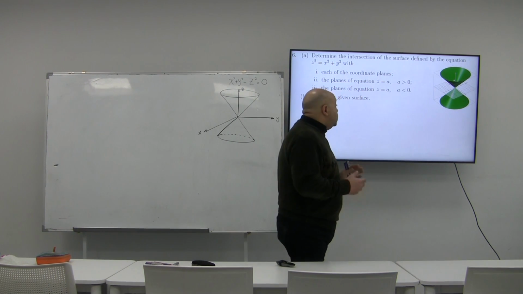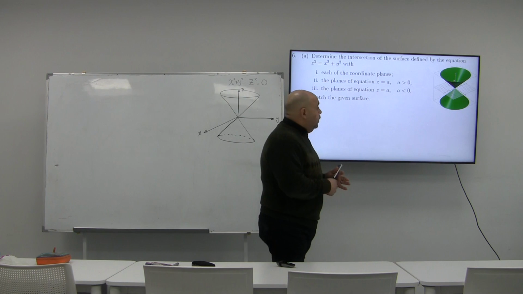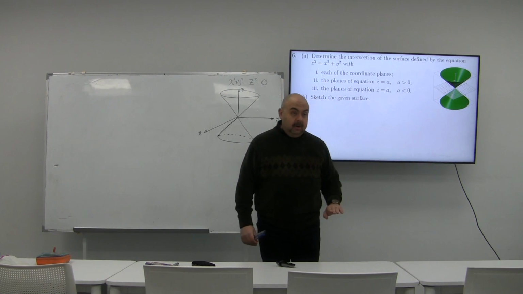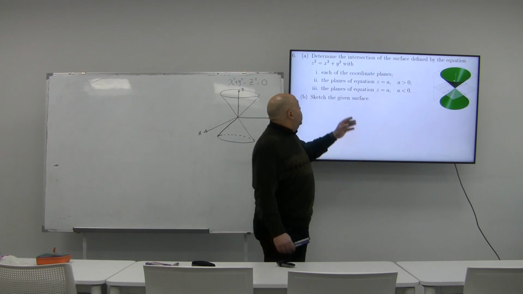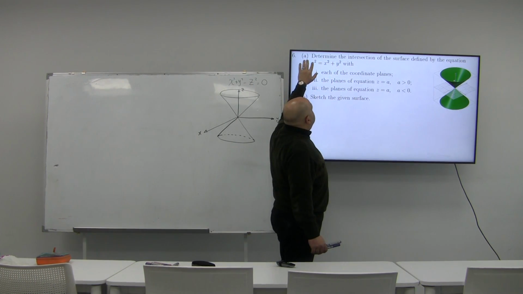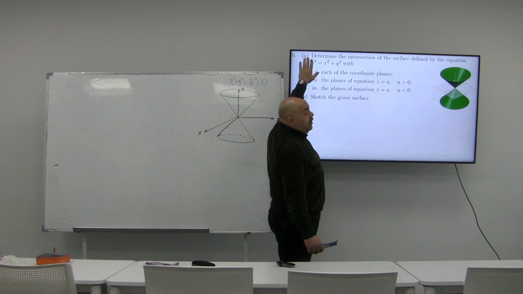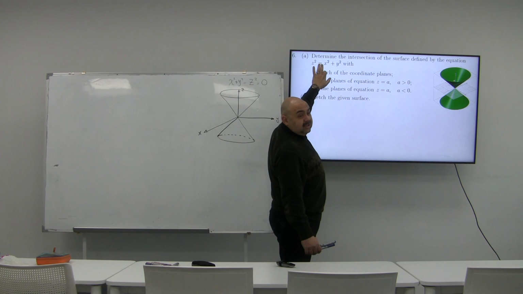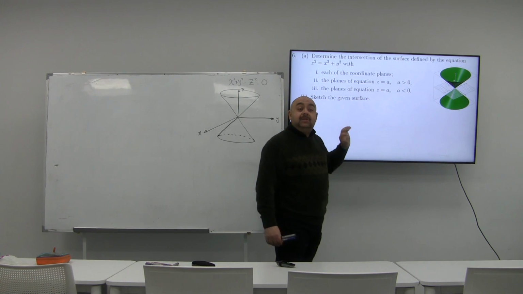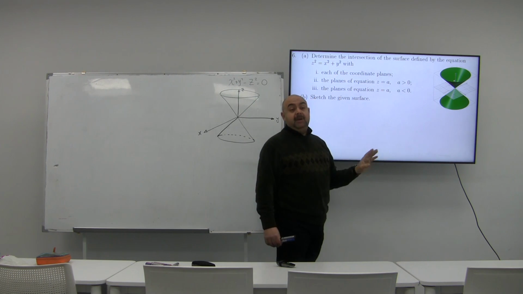So if I want to see what's going to happen with the XY plane, what I have to do is get back to this equation and insert z equal to 0. So once you put z equal to 0 here, you will have 0 equals x squared plus y squared, which is a point. And this makes complete sense.